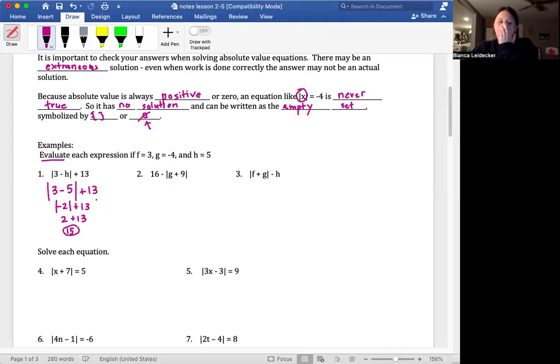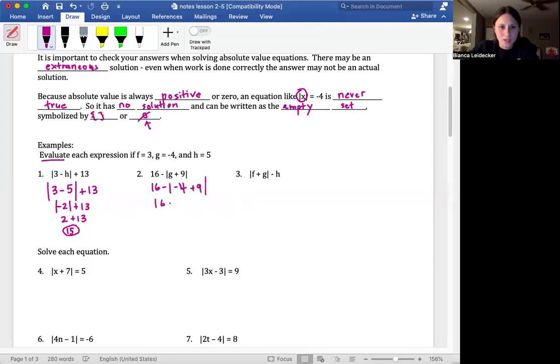I'm not doing anything to the 13. The 13 doesn't become either negative or positive because there's no absolute value around it. So I'm working out what's inside the absolute value first, condensing it down to one number, and then I'm going to interpret it as the value that it should be. Number 2, 16 minus negative 4 plus 9.